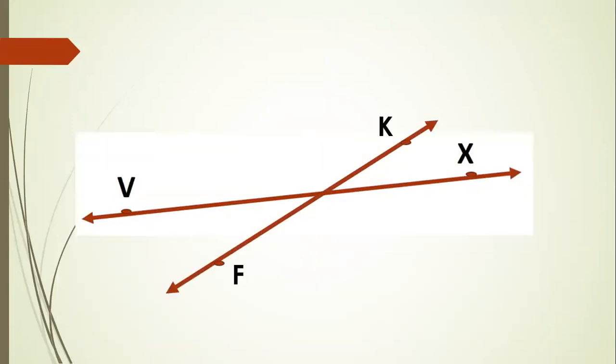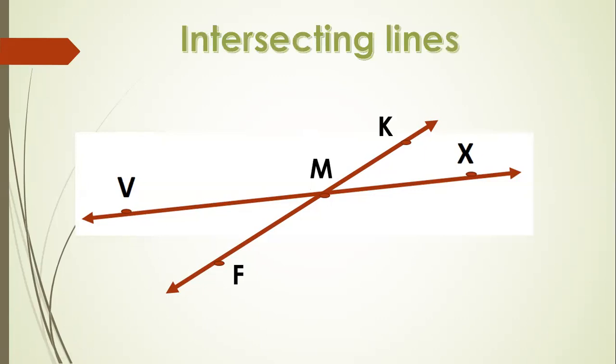Now, if two lines, for example here line VX and line FK, are meeting each other at a point M, so if two lines are crossing each other or meeting at a point, they are called intersecting lines.